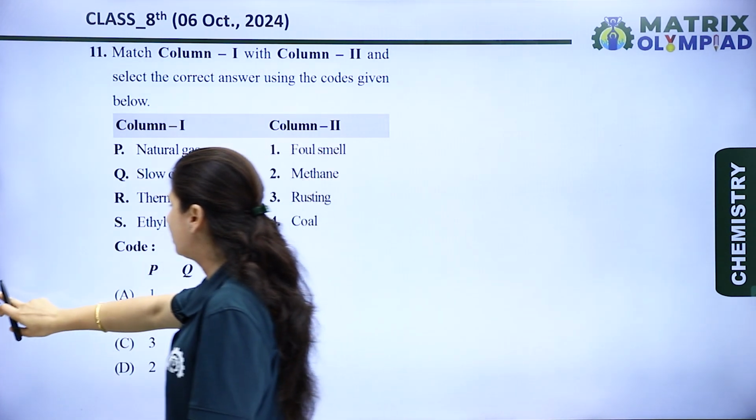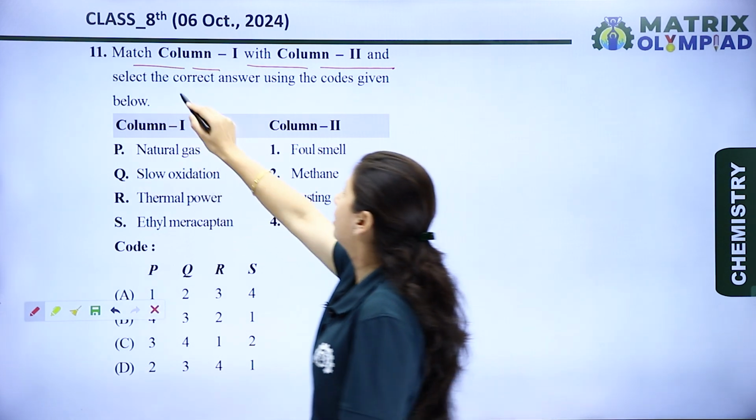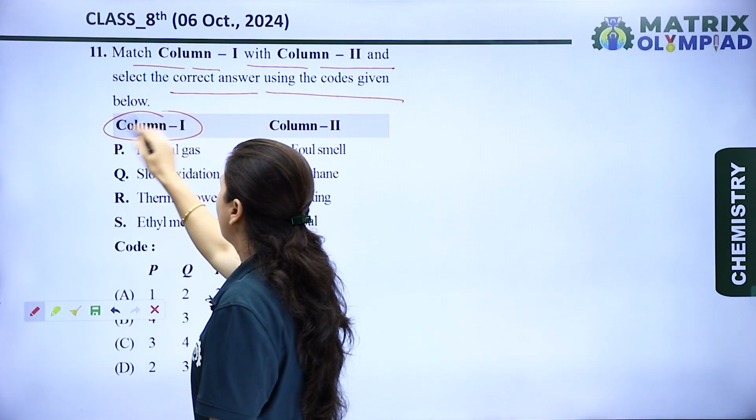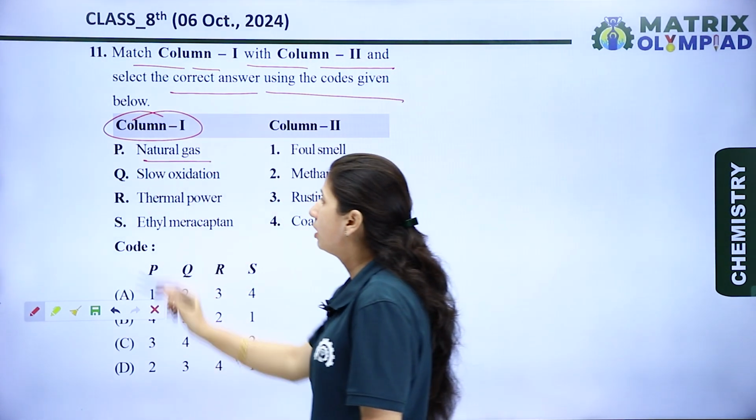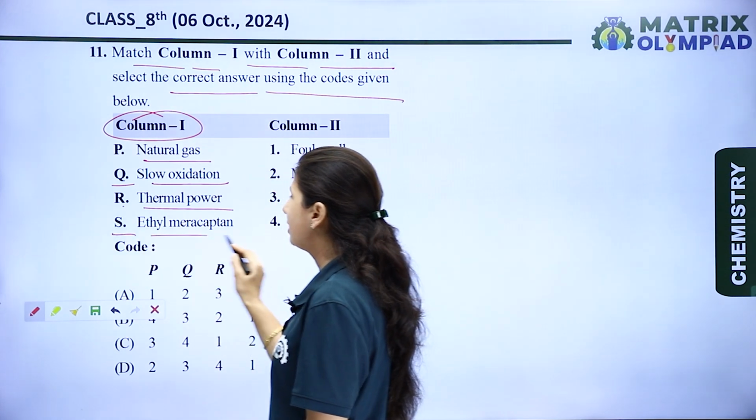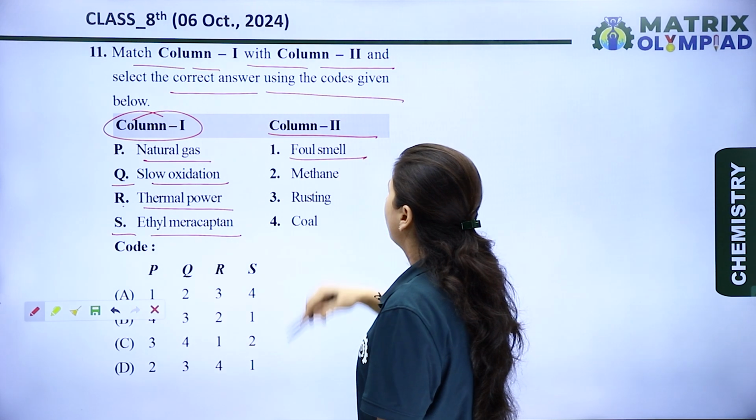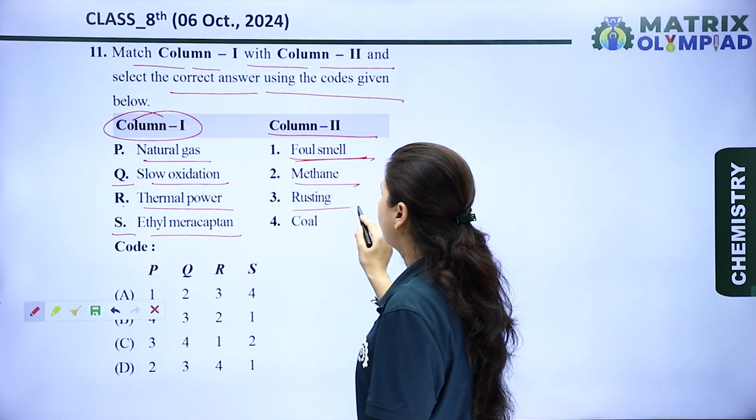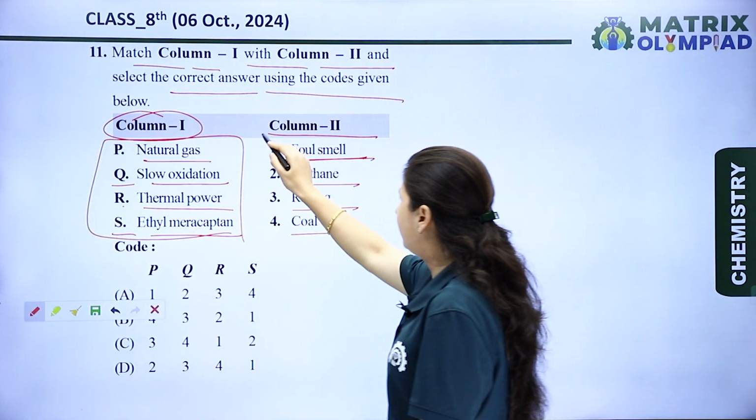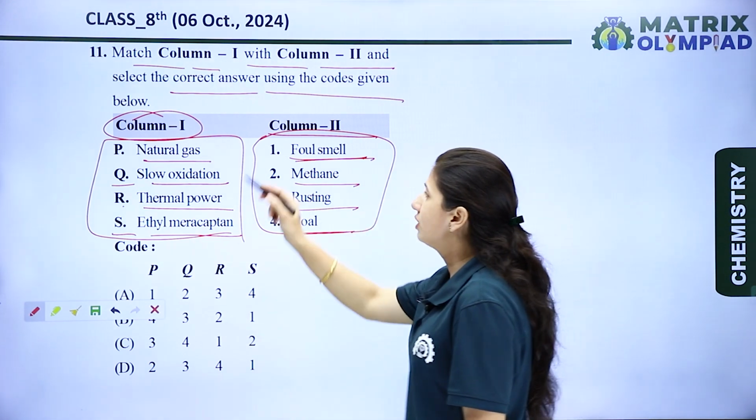The next question is: match column first with column second and select the correct answer using the codes given below. Now let's see column first. In column first, P is natural gas, Q is slow oxidation, R is thermal power, and S is ethyl mercaptan. In the second column: fuel smell, methane, rusting and coal. These are different processes and examples of those processes. Now let's see column first and column second.